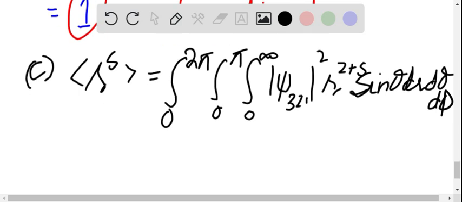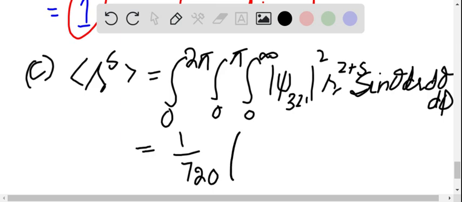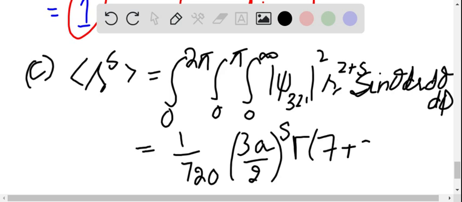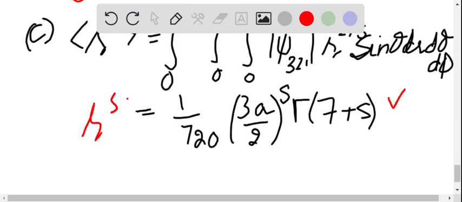So again you will do the integration one by one, right? First you would do for infinity, then for pi, then for 2 pi, right? So in the end you will get that it would be equal to 720. Again, I'm not going to do all the maths because it's very simple and a little bit lengthy. This question is already very long, so I'm not going to do all the maths, but it's very simple and you can do it on your own. So 1 divided by 720, 3a divided by 2 raised to power 7 plus s, right? So this is the expectation value for our r^s.